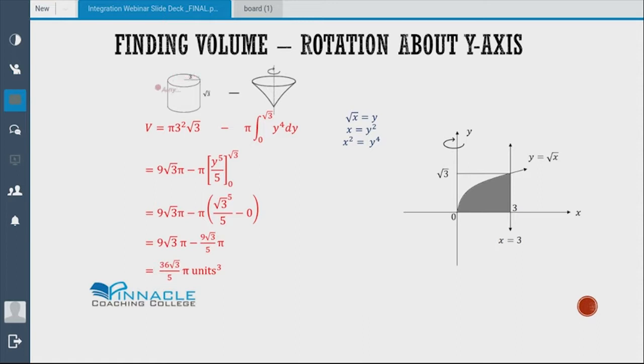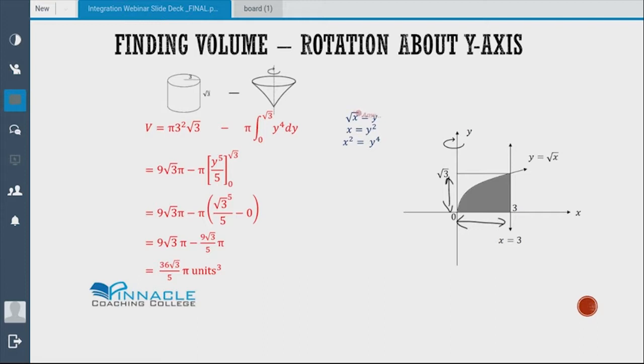As I mentioned before, you can treat that as a cylinder minus the rotation of the curve. For the cylinder, the radius is basically this distance here, right? So from 0 to 3. So the radius is 3, and the height of this is the y value, which is root 3. So you just use pi r squared h and you'll get the first chunk. The second chunk, this is where you have to do a bit of rearrangement because you need to turn it into x squared.